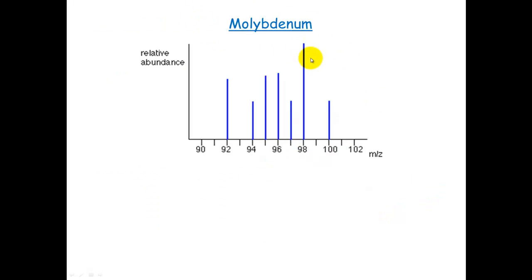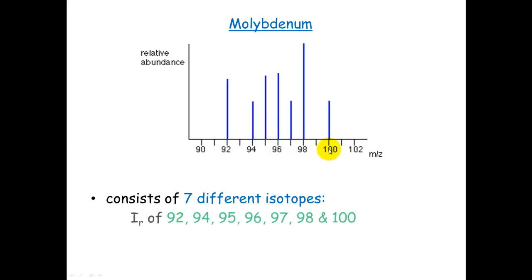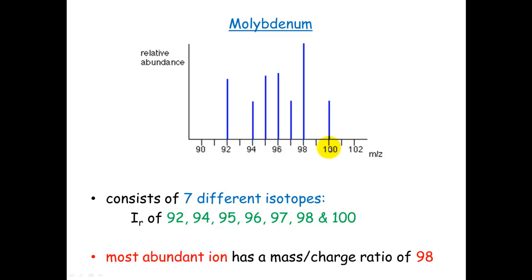Let's have a look here at molybdenum. This is a mass spectrometry graph that's being drawn of the various isotopes. And you can see here that there's 7 different isotopes. 1, 2, 3, 4, 5, 6, 7. They have relative isotopic masses of 92, 94, 96, 98 and 100, okay?